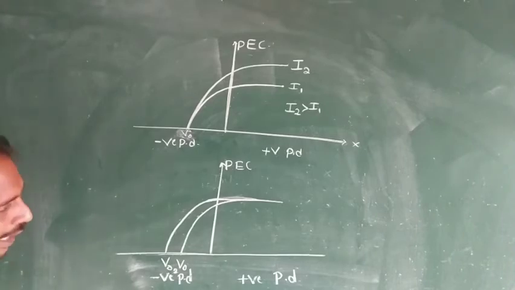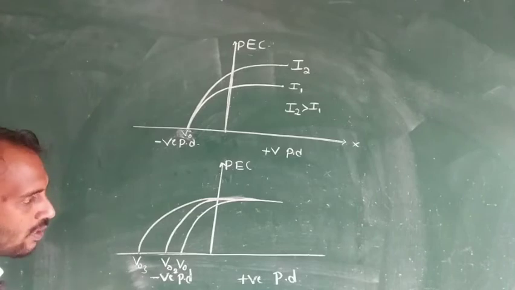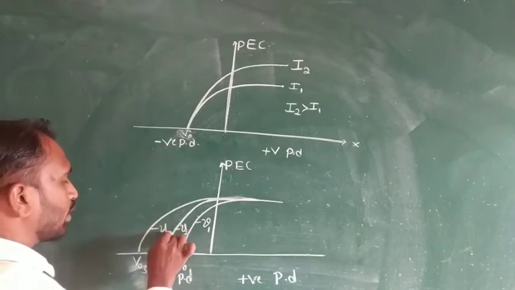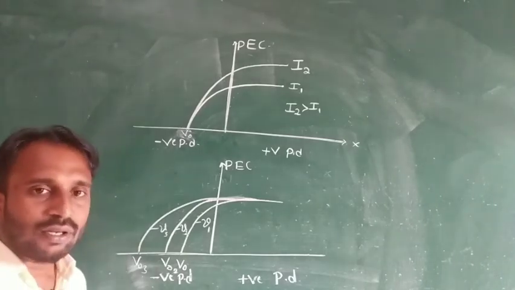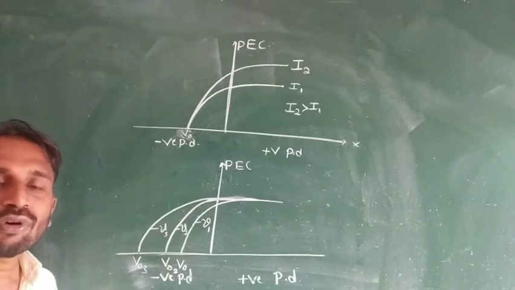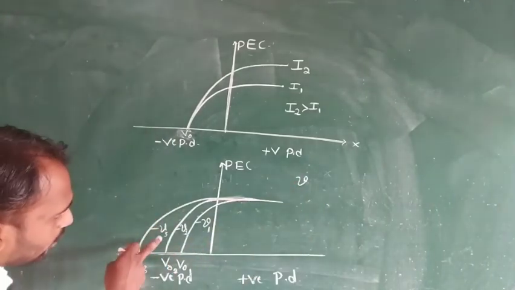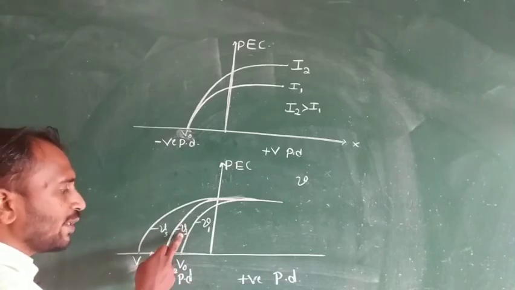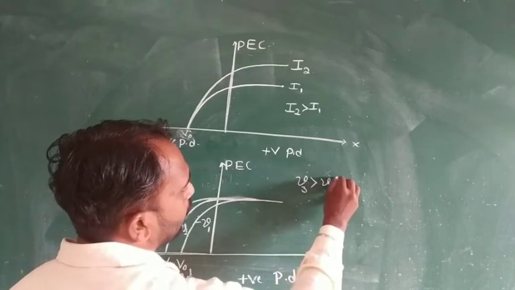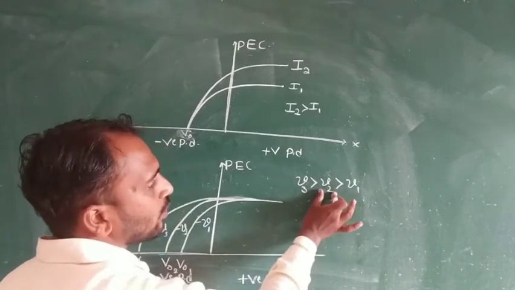For another frequency, again the negative potential value increases. Suppose the first frequency is nu 1, this one is nu 2, and this one is nu 3. Whenever the frequency increases, the kinetic energy increases, so a maximum negative potential is required to make the photoelectric current 0. Nu 3 is a higher frequency than nu 2, and nu 2 is higher than nu 1.